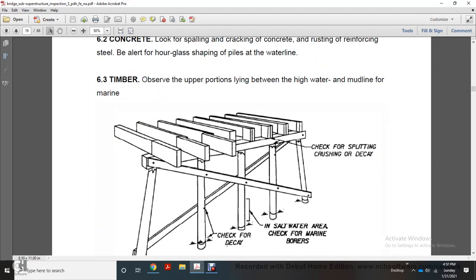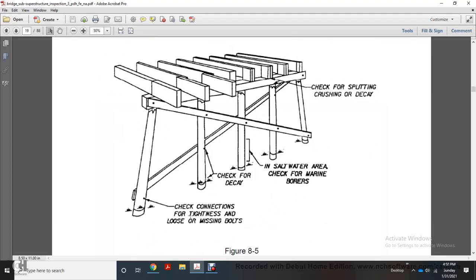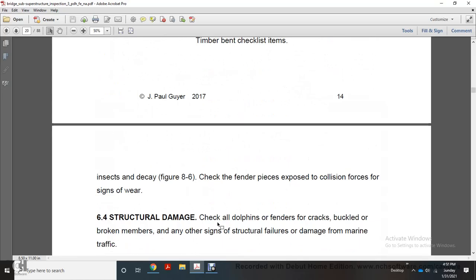Check for the marine borers. Check for decay. Check connections for tightness, loosening, or missing bolts. It's a timber bent item checklist. Check for decay, Figure 8-6.